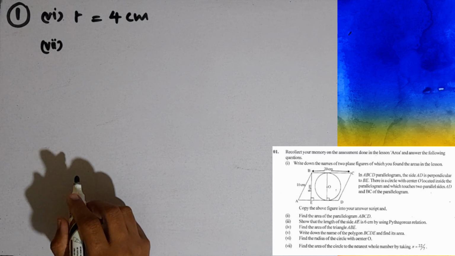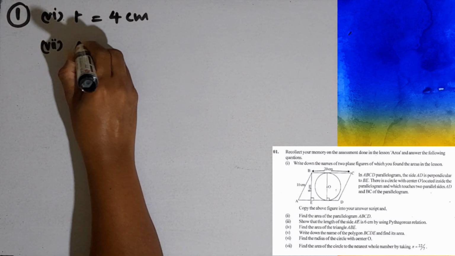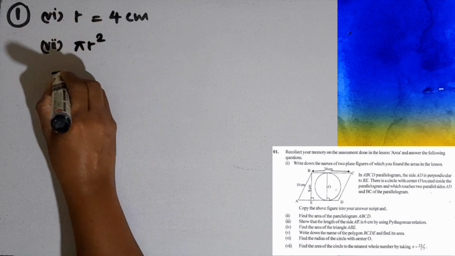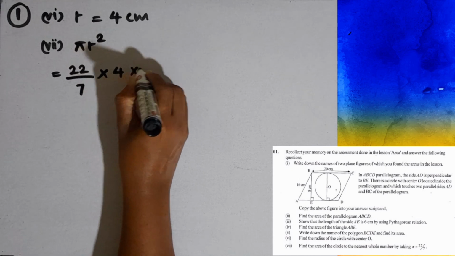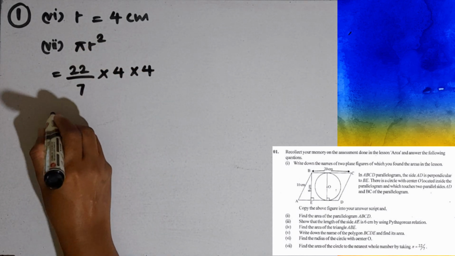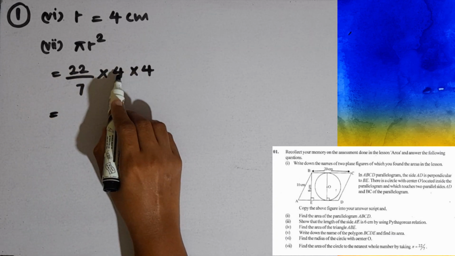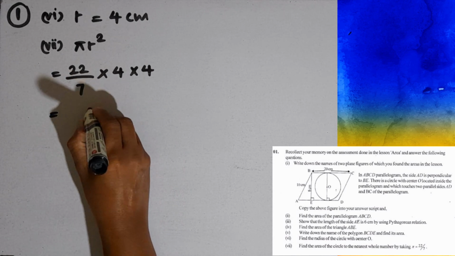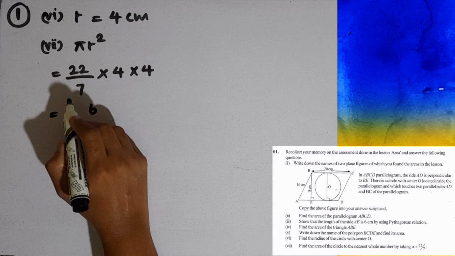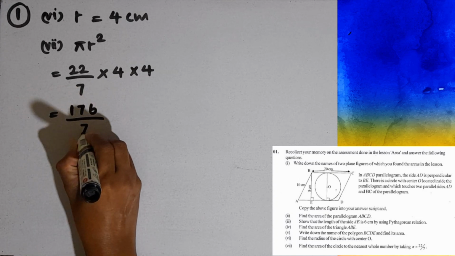Then part 7. Find the area of the circle to the nearest whole number by taking pi equals 22 over 7. The area of the circle is calculated by pi r squared. 22 over 7 multiplied by 4 multiplied by 4. So we can take the multiplication here. 4 times 4 is 16. 22 should be multiplied by 16. That gives 352. So divide by 7.